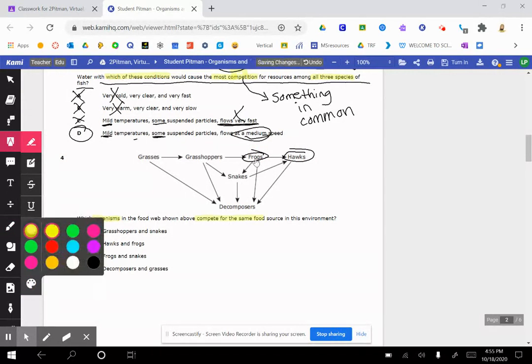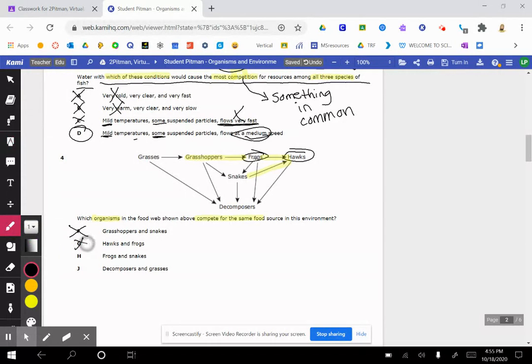Okay, so my frog's food source is the grasshopper. My hawk's food source, frogs and snakes. So again, they're not sharing a food source. They do not have arrows coming from the same food source to them. So I'm going to say no, this answer is incorrect. Okay, so let's look at the next set. Frogs and snakes. All right.